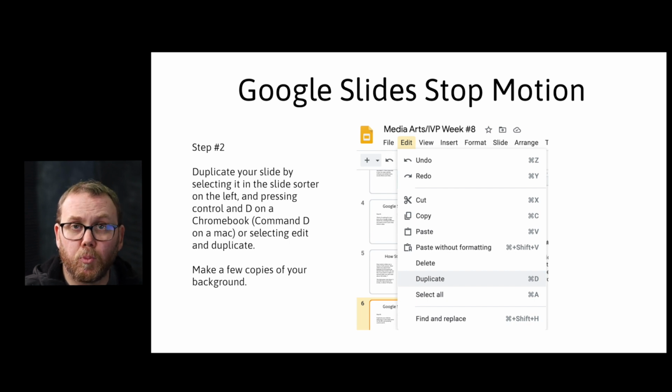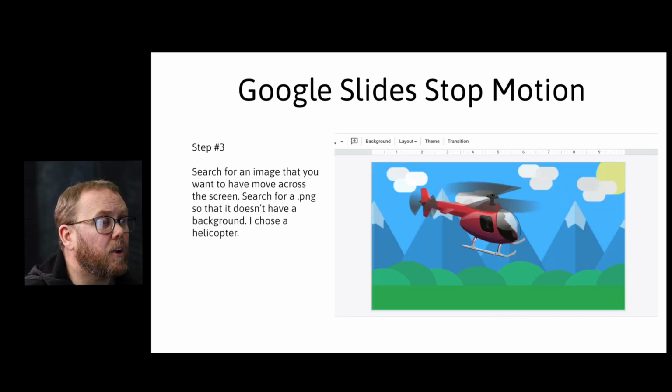And so you're just going to duplicate the background, and now you'll have 2 slides that are exactly the same. So you make a few copies of your background and you're good to go. Then we're going to have to find an object that we want to animate. So I went ahead and found a helicopter.